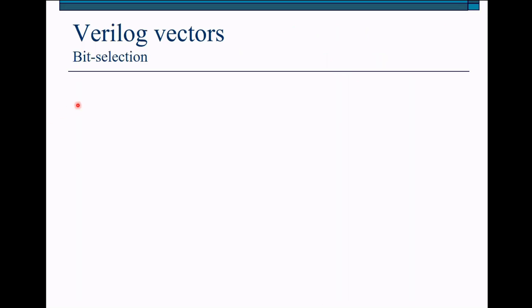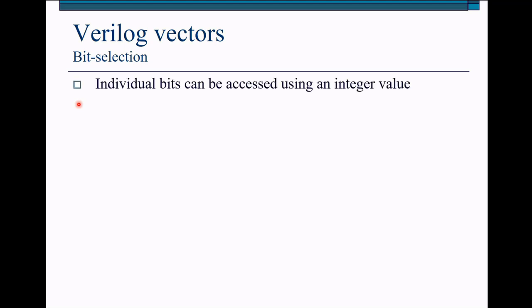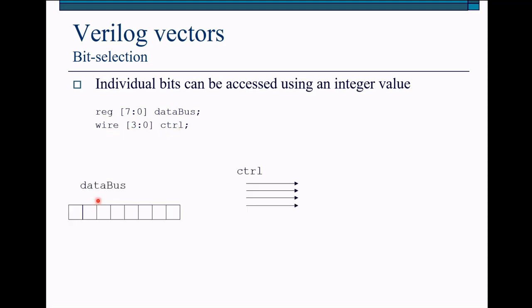Now that we've seen how to declare vectors, let's look at using them by considering bit selection. Individual bits can be accessed within a vector by specifying the position using an integer value. For example, if we take databus, which is an 8-bit reg variable, and control, which is a 4-bit wire. This is what it looks like. We've got 8 bits of storage for databus, and we've got 4 wires for control. An example usage involving bit selection is the statement shown here.